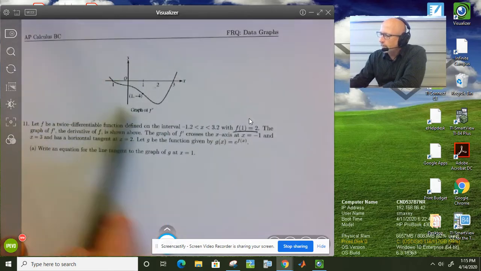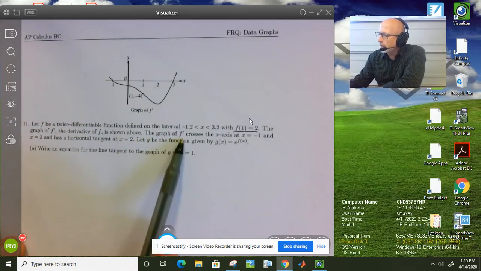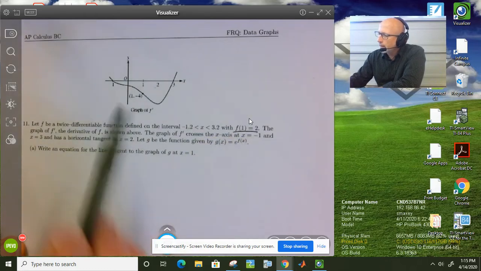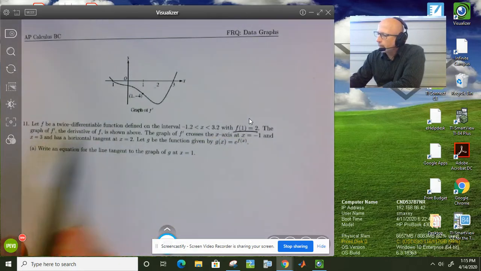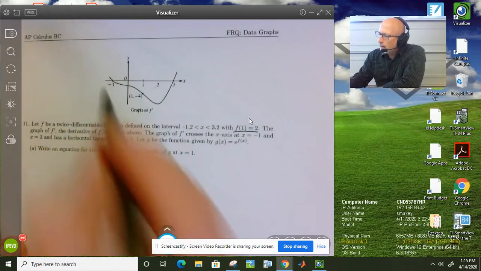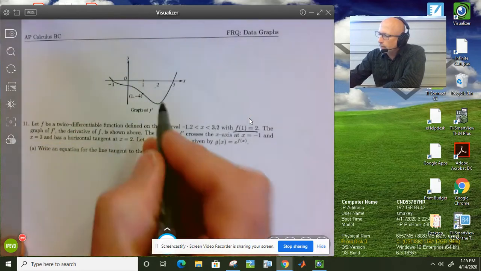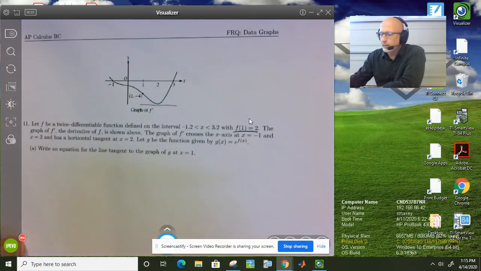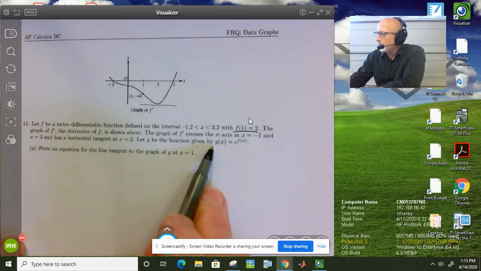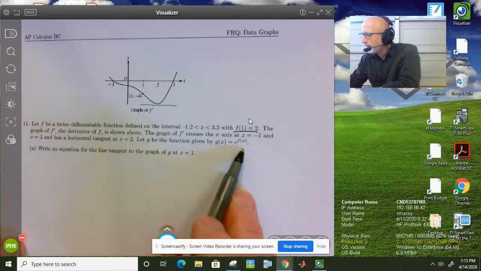So this is the derivative. The graph of f prime crosses the x-axis at negative 1, right there, and x is equal to 3, so right there. And it has a horizontal tangent line at x is equal to 2. So there's a relative minimum value there. Let g be the function given by g of x is equal to e to the f of x.